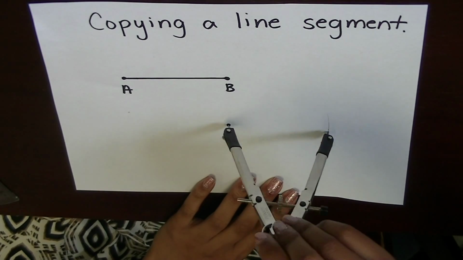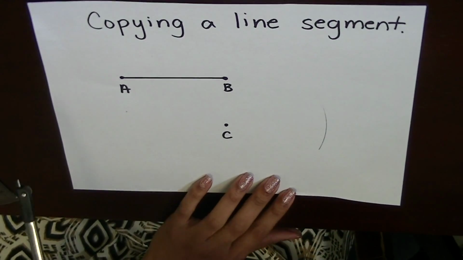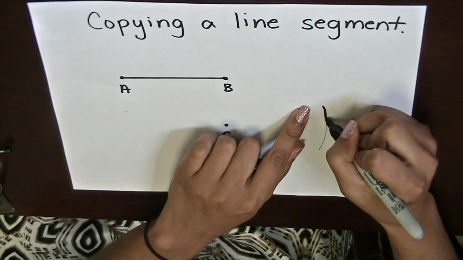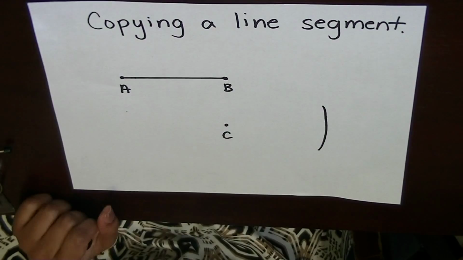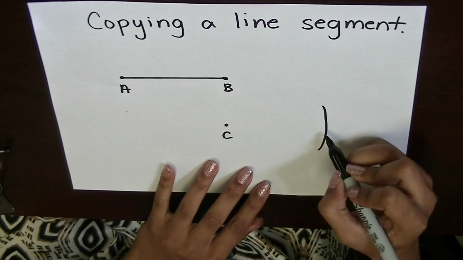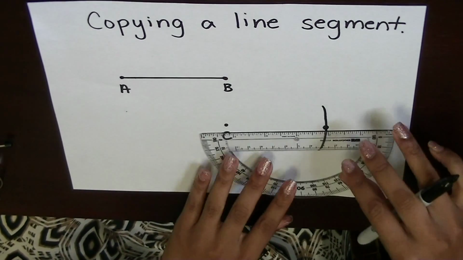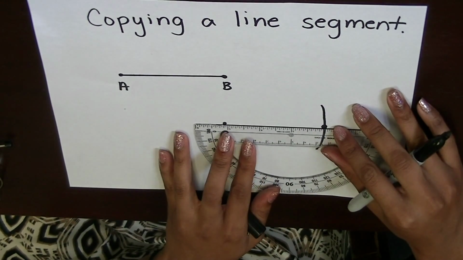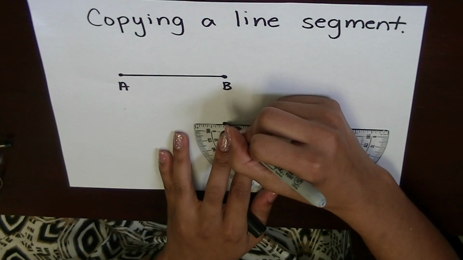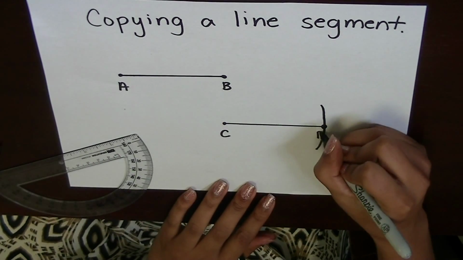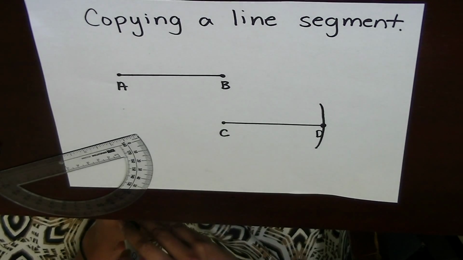You make an arc. So I'll darken that with a Sharpie so that you can see it. I made this arc. And now I can connect this point to any point on the arc. You want to use a straight edge to make sure that you're drawing straight lines. And you successfully copied your line segment.